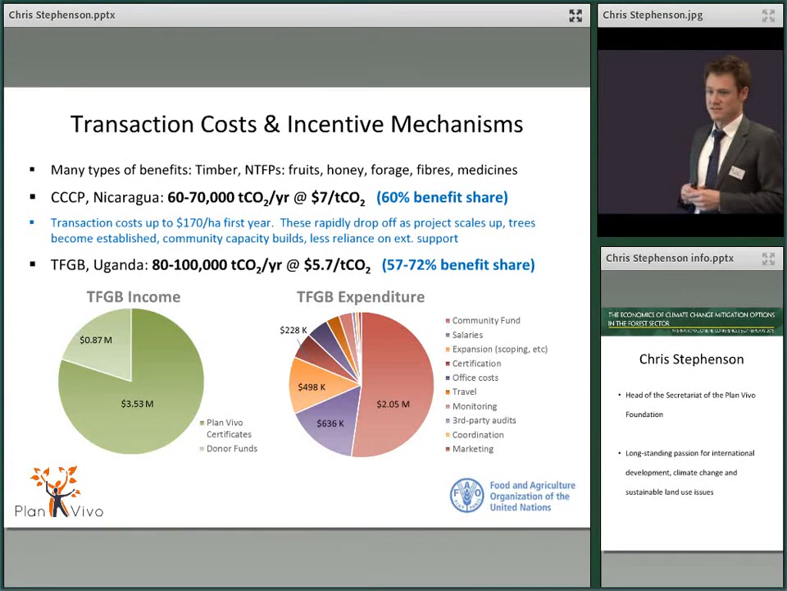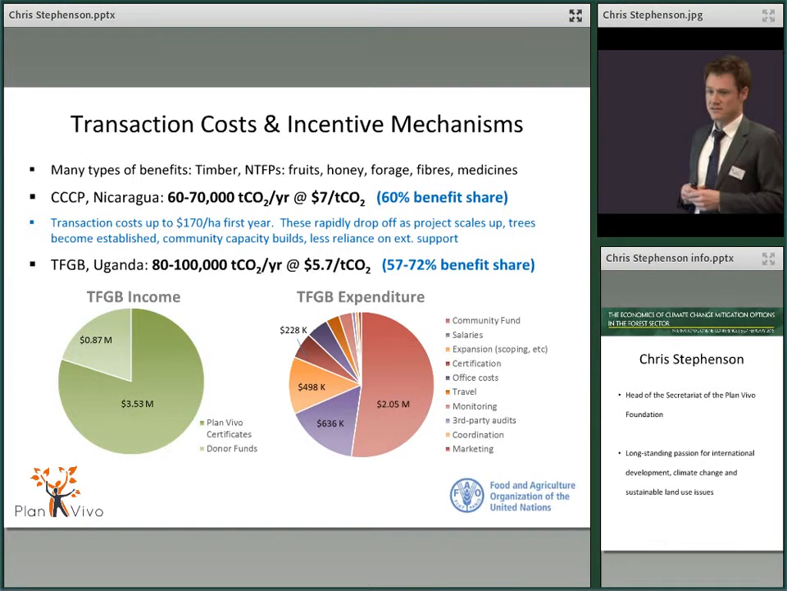In the case of Nicaragua, you can see the annual emissions, or issuance, is around about 60 to 70,000 tons, at an average price of $7 per ton. The benefit share is basically stipulated by the Plan Vivo standard, and it should be around 60% as a guideline, and that is the case in this project.